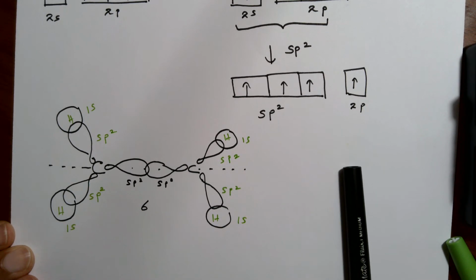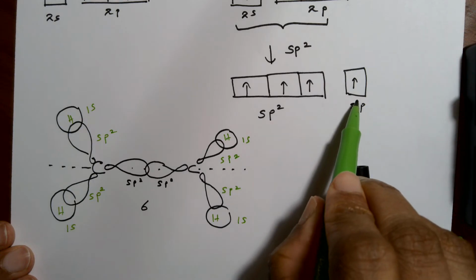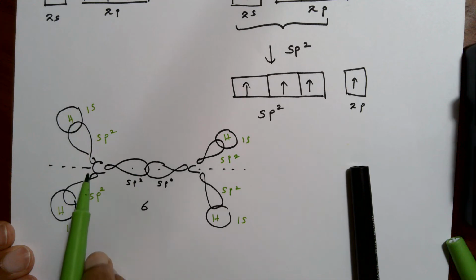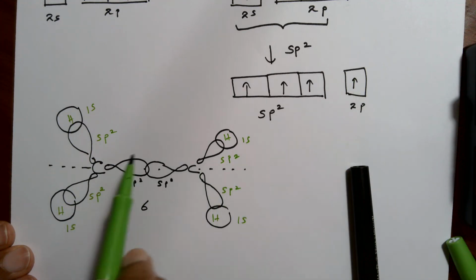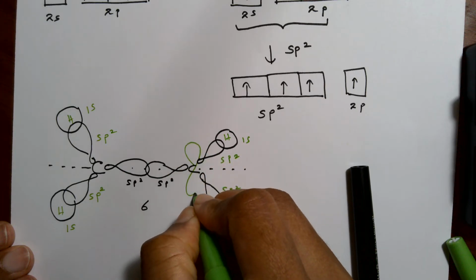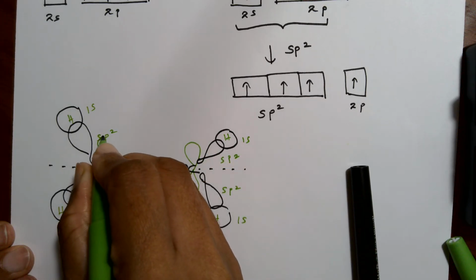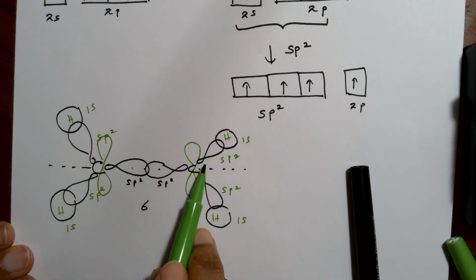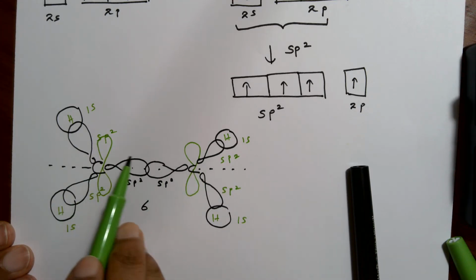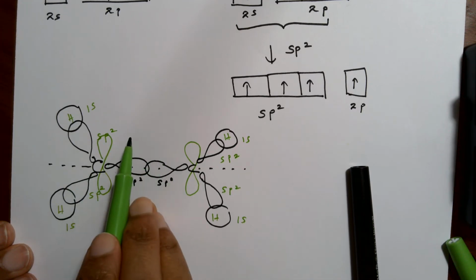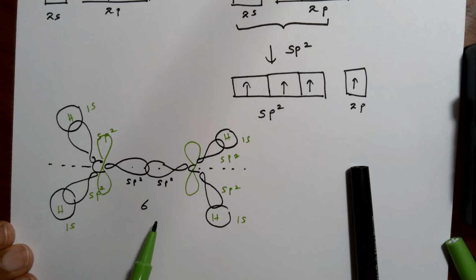Now let's talk about the remaining p orbitals. We used all the sp2 hybridized orbitals on each carbon. Now on each carbon there is an additional unhybridized p orbital, dumbbell shaped, like this. These unhybridized p orbitals overlap only partially, from above the plane and below the plane of the molecule.